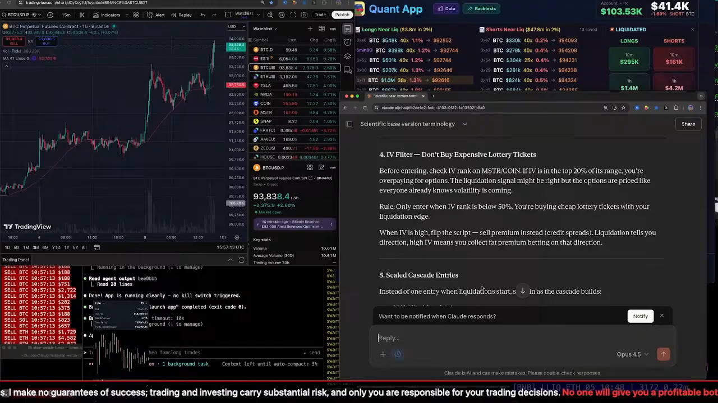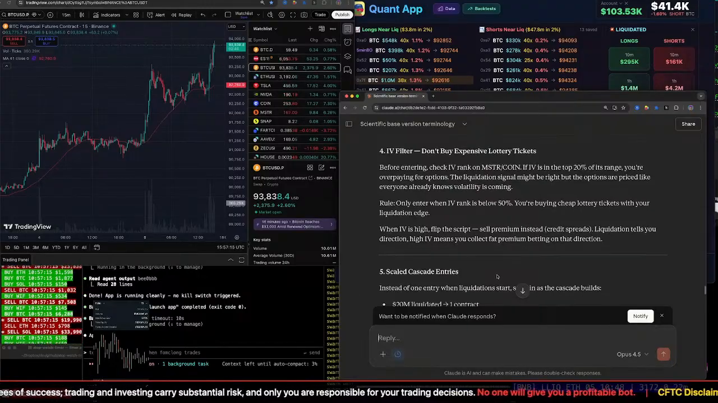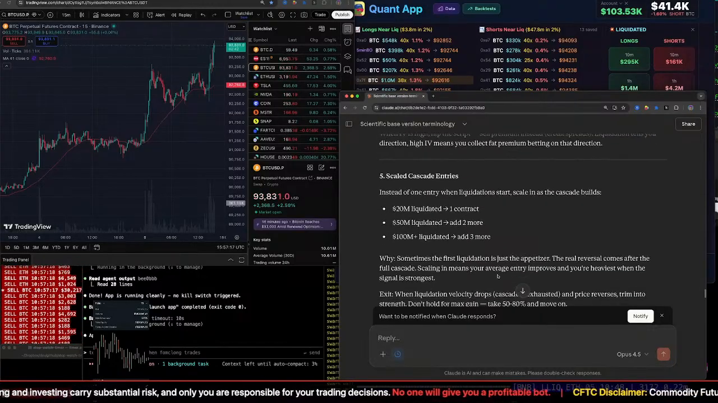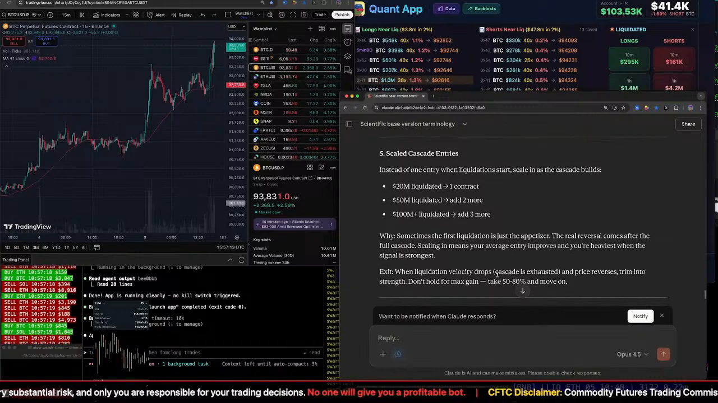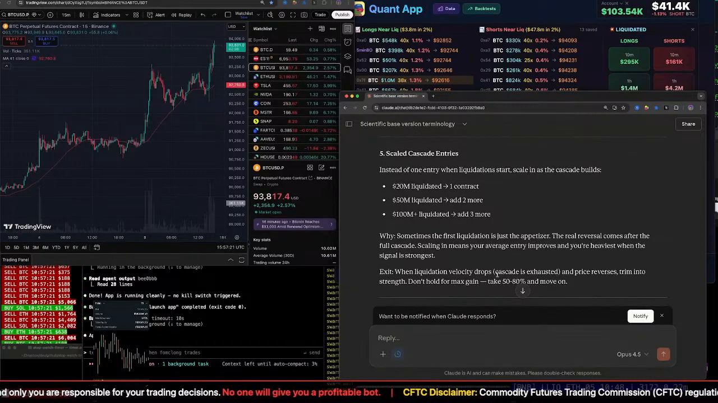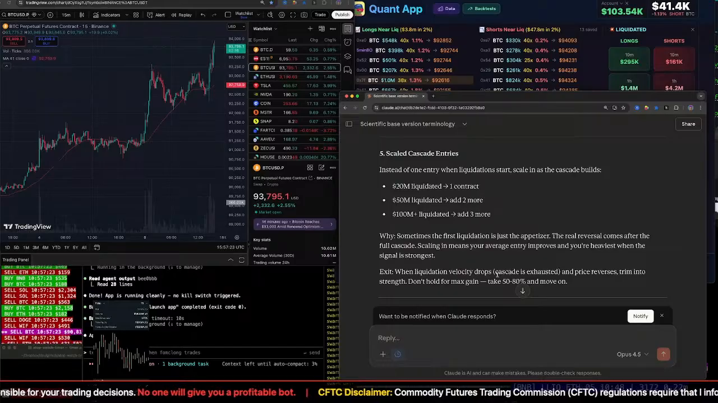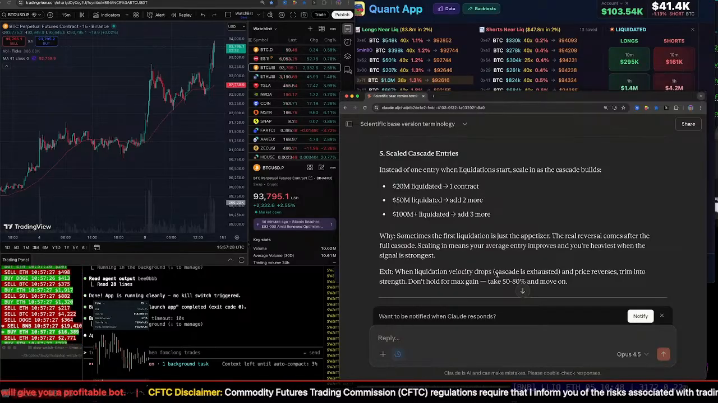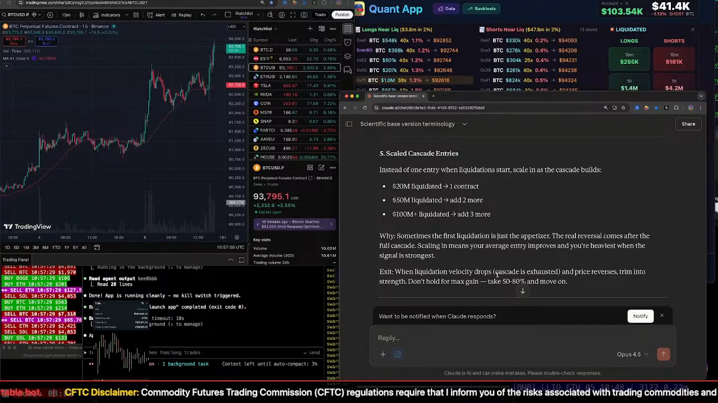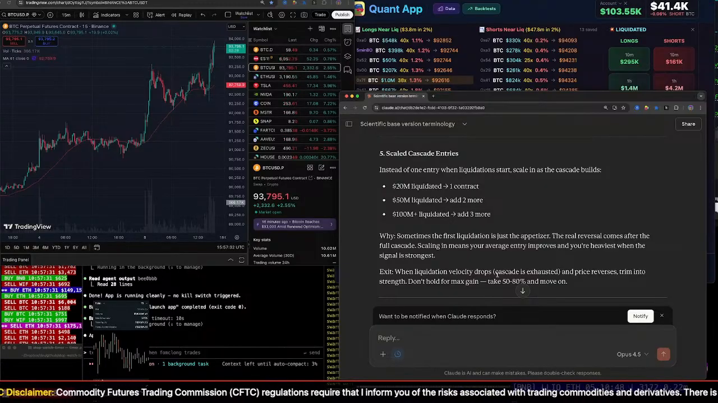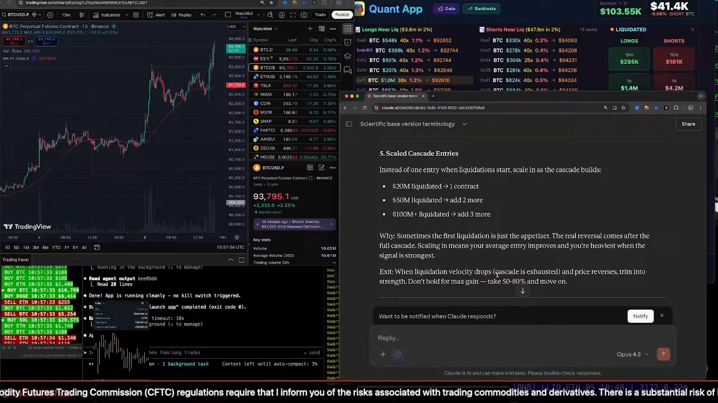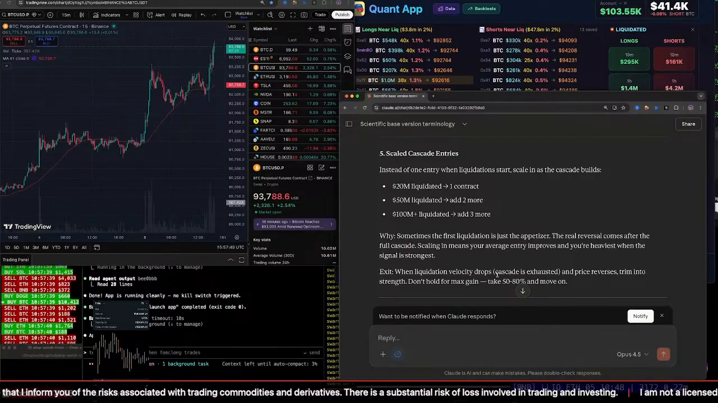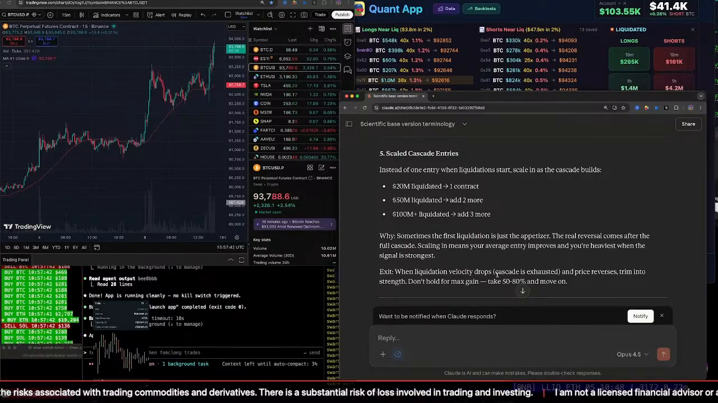Okay, so let's keep reading through this because this is very interesting. And I've got good questions for her. So scaled cascade entries: instead of one entry when liquidations start, scale in as the cascade builds. So 20 million liquidated equals one account or one contract. 50 million, add 2 more. 100 million, add 3 more. Why? Sometimes the first liquidation is just the appetizer. I like this, dude. I like the thought of this.